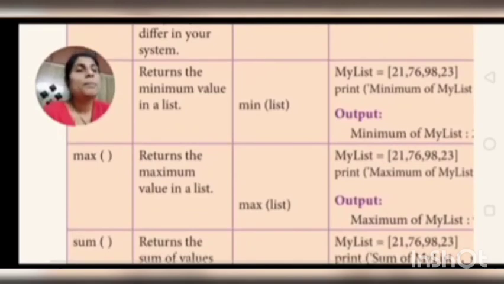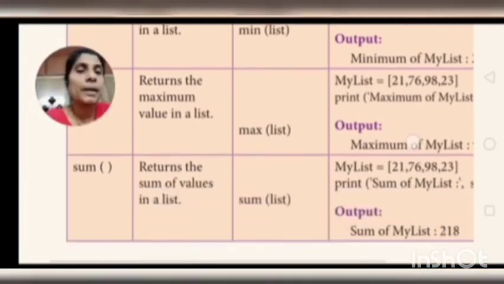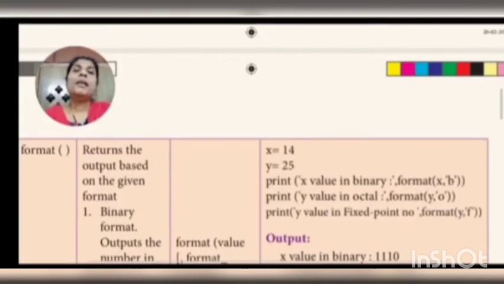So next function max will return us the maximum value of the list values. This also requires a list. So next function sum will return us the sum of all the values in a list. Next, let us see the function format.